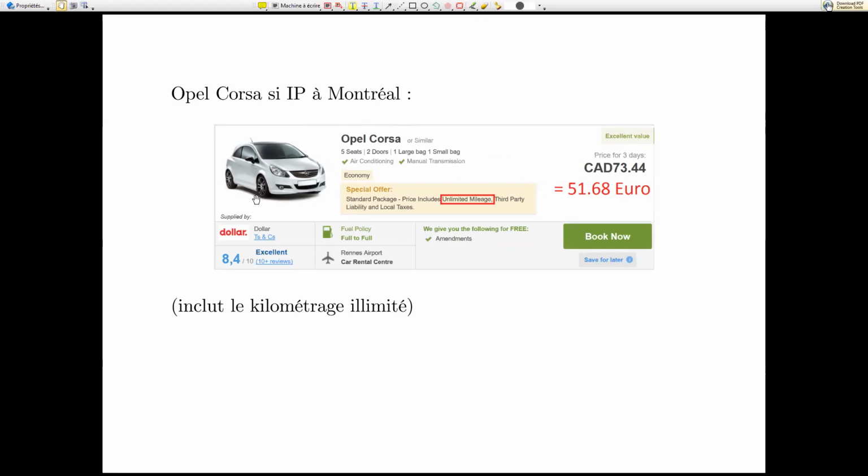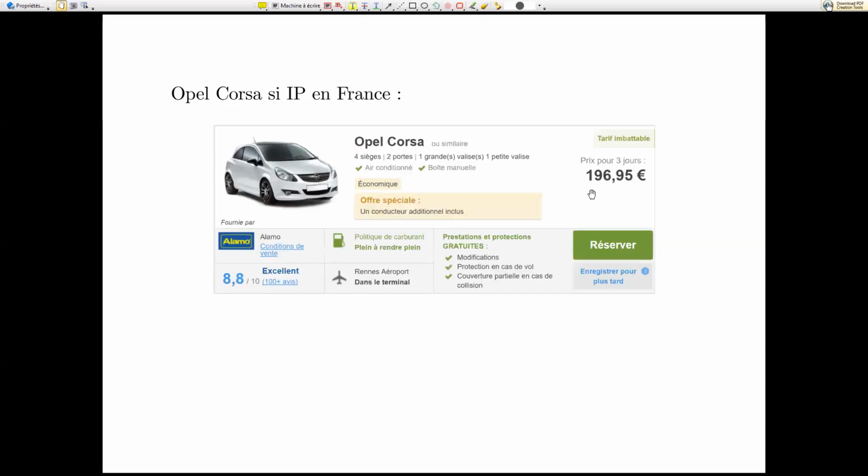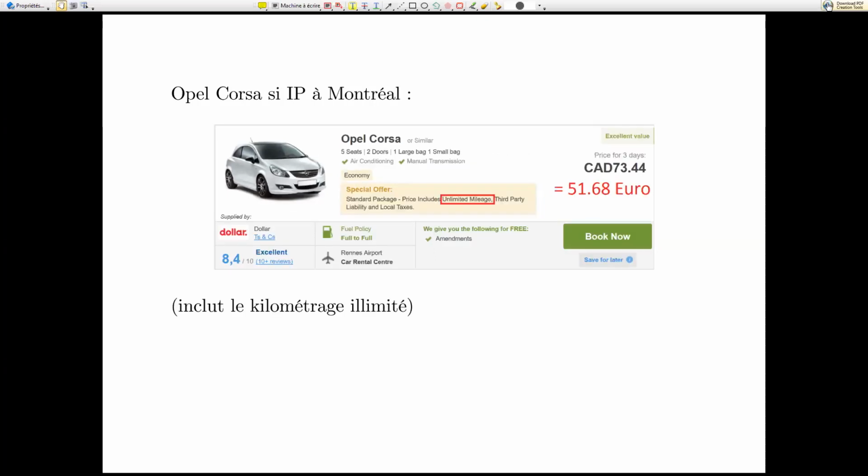Same exact offer, but I get unlimited mileage. And for 3 days, same car, it's 51.68 euros compared to 196. So what I'm telling you is not trivial. It's just incomparably more expensive if you change your IP.